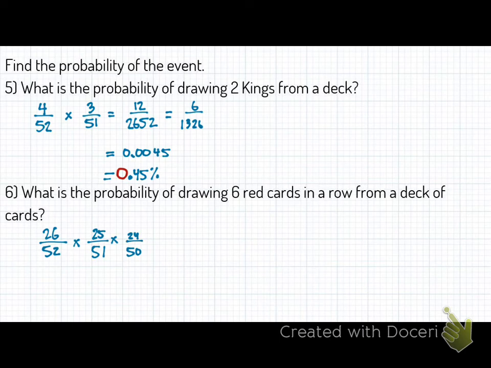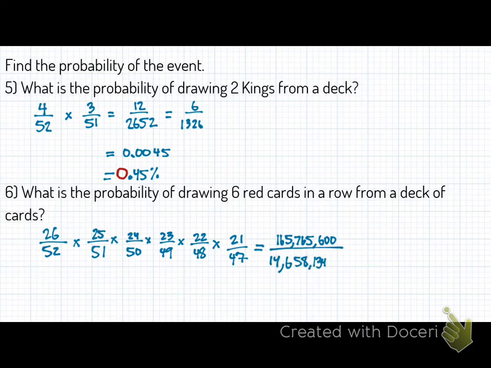On this one, you should have had the following, right? Fractions, would you all agree with this? Right? Okay, and then when you multiply them across, numerator times numerator times numerator all the way across, you should get 165,765,600. Okay? Denominator, we want to divide, it's going to be 14,658,134,400.